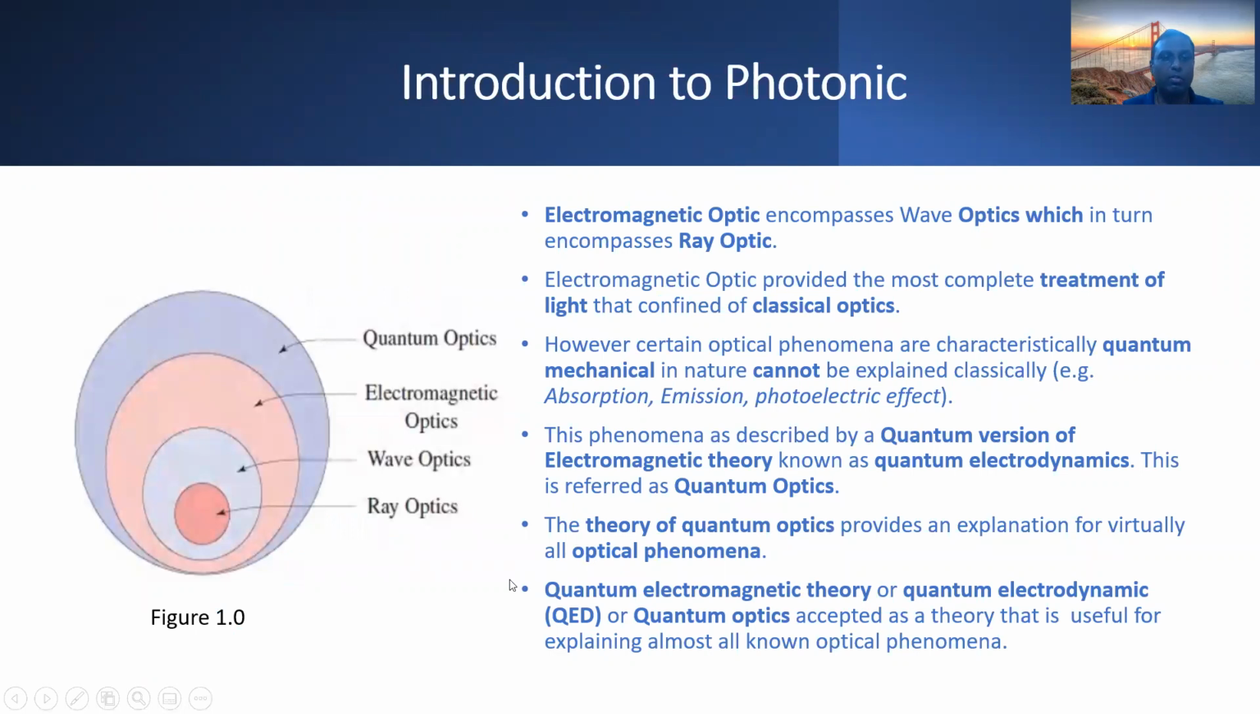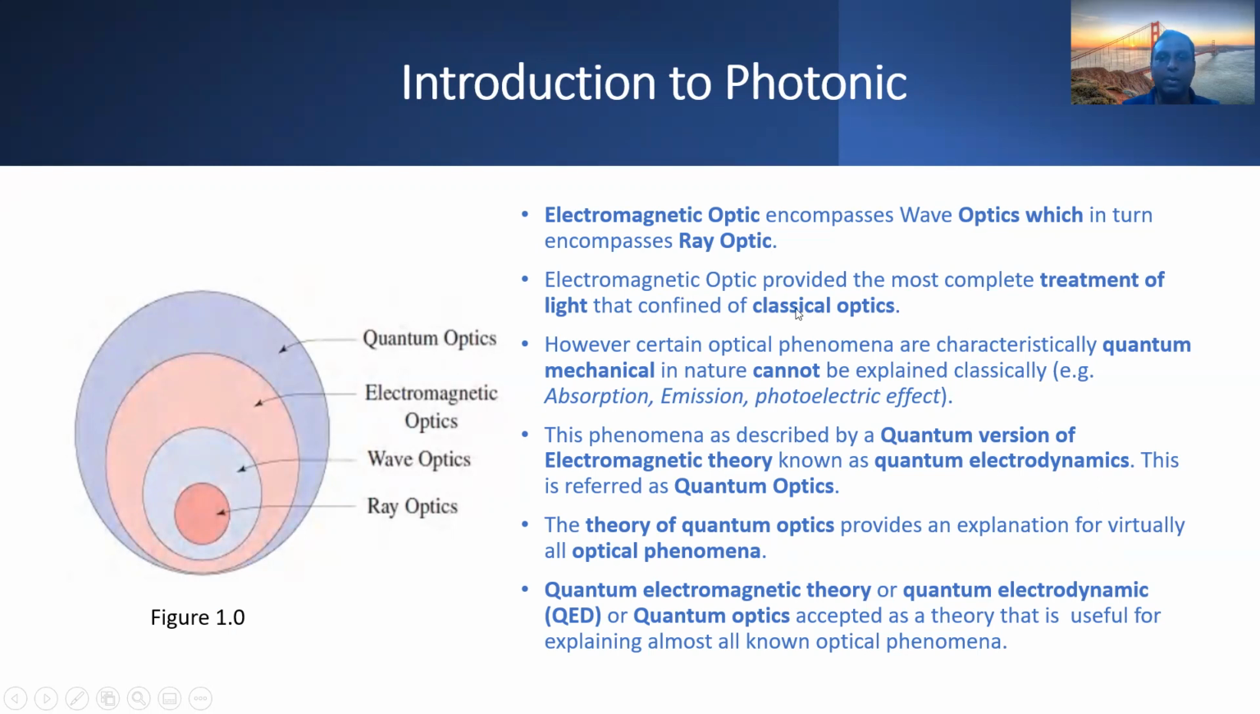So let's look into figure 1.0, where we start from ray optics and then evolve to wave optics and evolve to electromagnetic optics, and now we are in quantum optics. What this picture illustrates is basically that wave optics encompasses ray optics, and electromagnetic optics encompasses wave optics as well as ray optics, and quantum optics encompasses all three. So electromagnetic optics encompasses wave optics, which in turn encompasses ray optics.